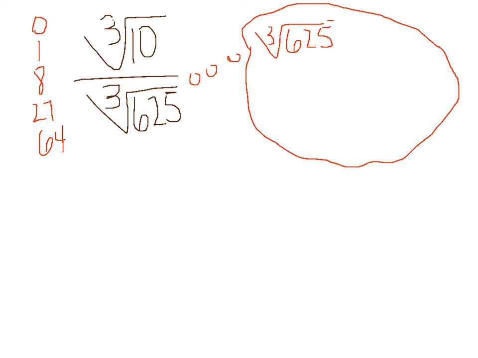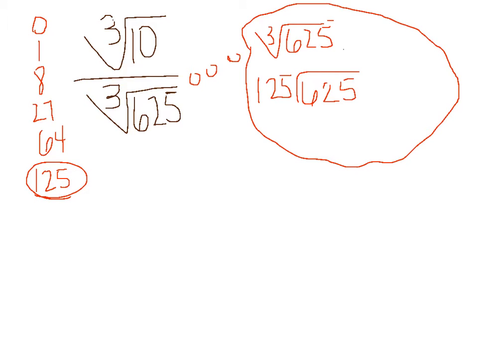After 64, so 4 times 4 times 4 is 64, the next one is 125. And it turns out that this one's going to be useful to me because 125 is a factor of 625. So if I do my factor cake and I divide 625 by 125, I get 5. 5 times 125 is 625.